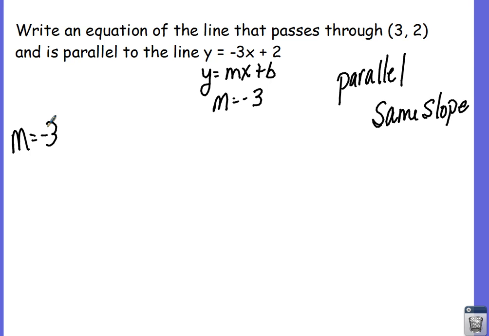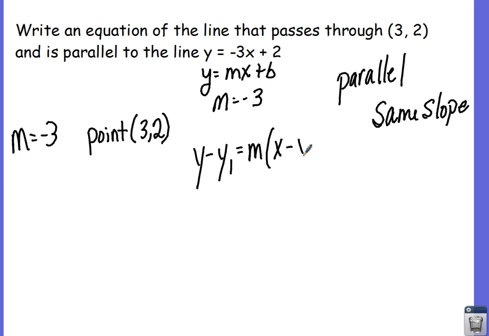Okay? And then our point is 3, 2. So again, since we have a point and we have a slope, you're going to use the point slope formula. So y minus y1 equals the slope times x minus x sub 1. So y minus, your y value is 2. Okay, so the opposite of a positive 2 is a negative 2, equals slope is negative 3. That x value doesn't change, and your x value is 3.